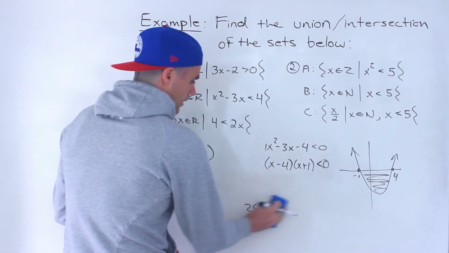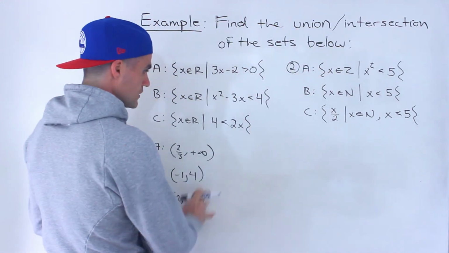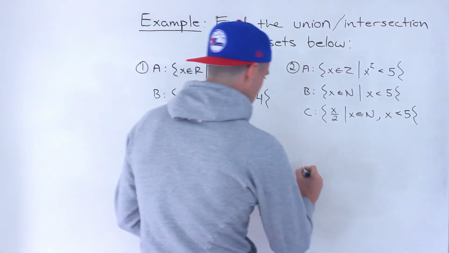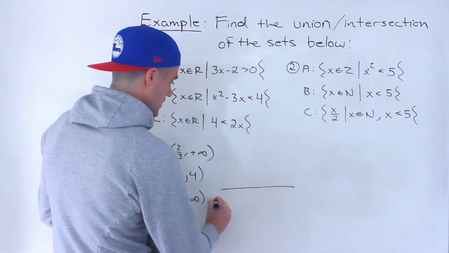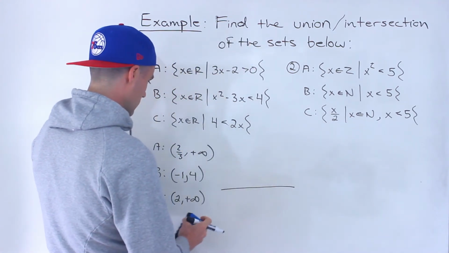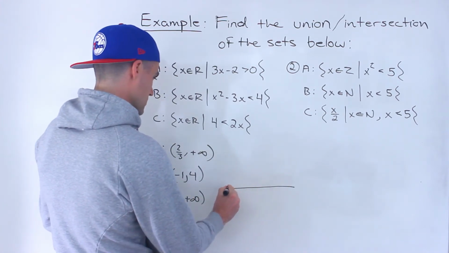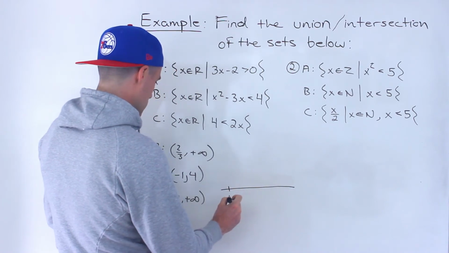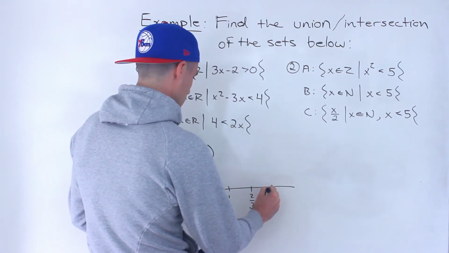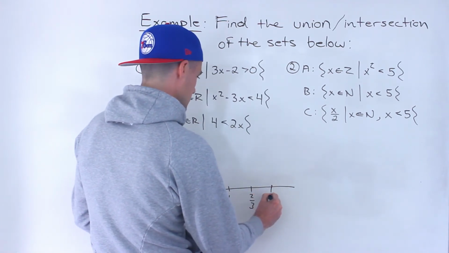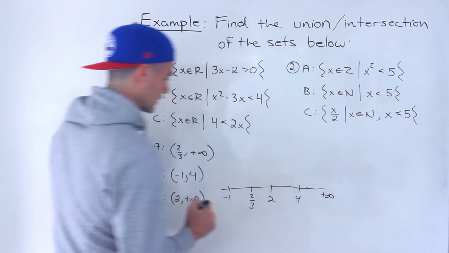Now I'm going to put all of these on a number line. We don't even need negative infinity, since they're all going to positive infinity. What's the lowest number? We have negative 1, then 2 over 3, then 2, then 4, and then this goes toward positive infinity.